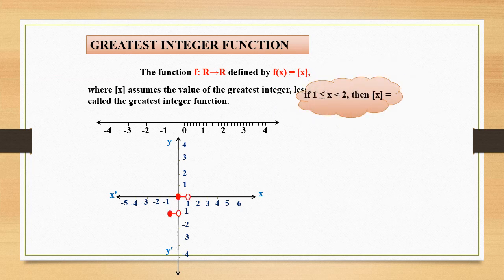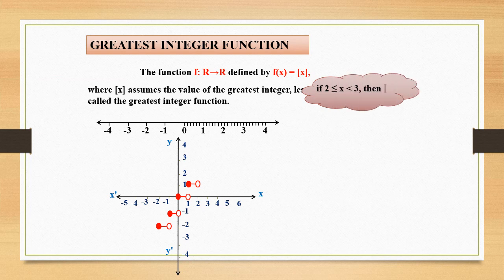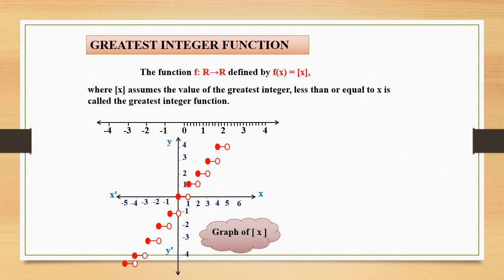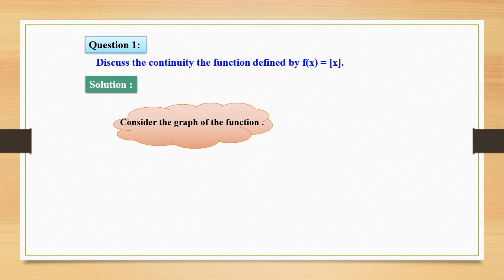So the graph of greatest integer function is shown in this figure. So domain of this function is R and range is Z. So, example based on that. Discuss the continuity of the function defined by f of x is equal to greatest integer function of x.